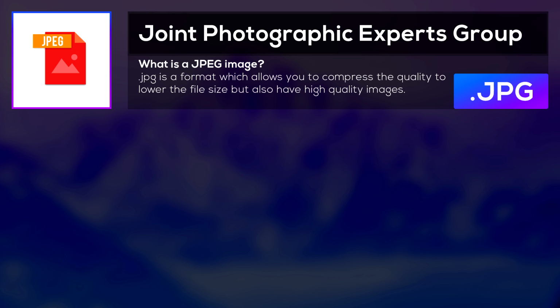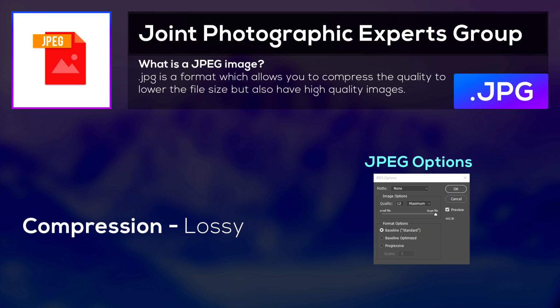JPEG is a format that was created in order to help people make their images much smaller in file size. The reason for this is because JPEG is lossy, which means it will compress down the quality in order to make the file size smaller and easier to manage. It makes it a lot easier to upload images to web. It makes it easier to transfer files.